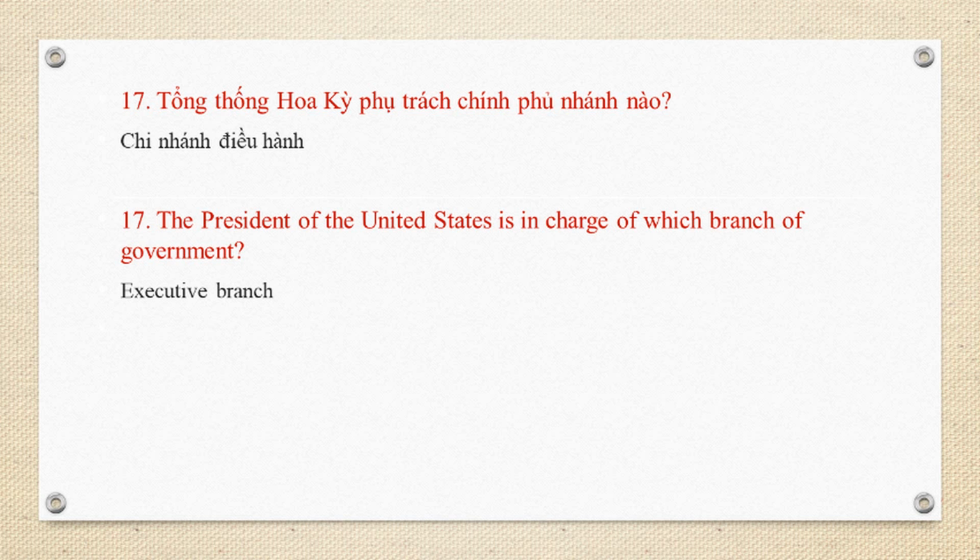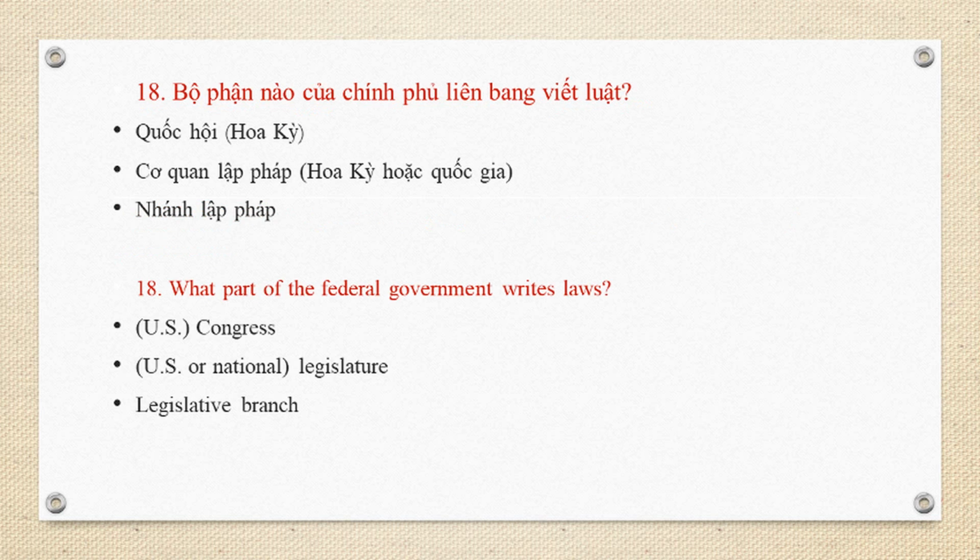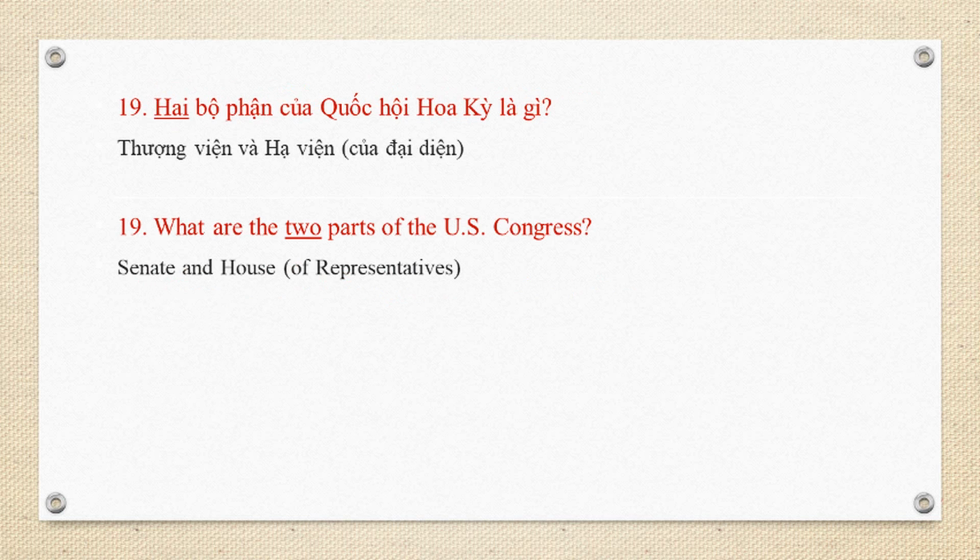17. The President of the United States is in charge of which branch of government? Executive branch. 18. What part of the federal government writes laws? U.S. Congress. U.S. or National Legislature. Legislative branch. 19. What are the two parts of the U.S. Congress? Senate and House of Representatives.